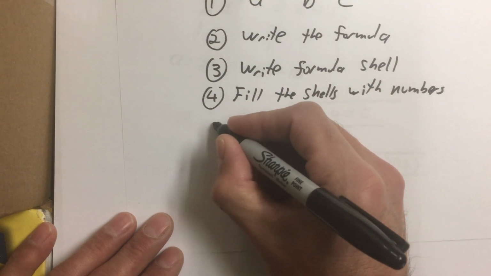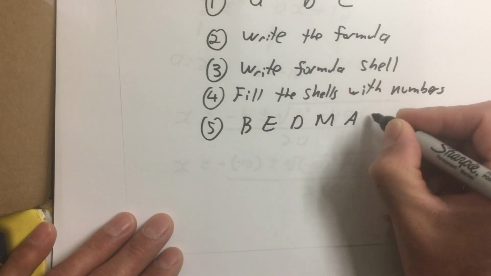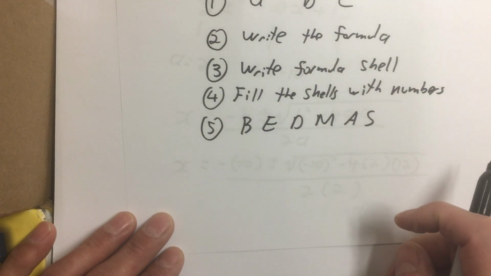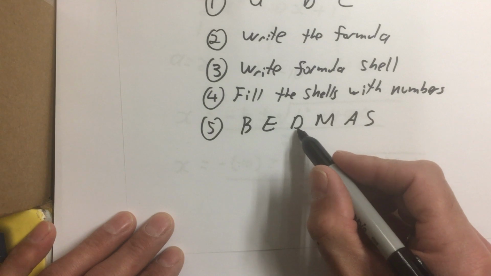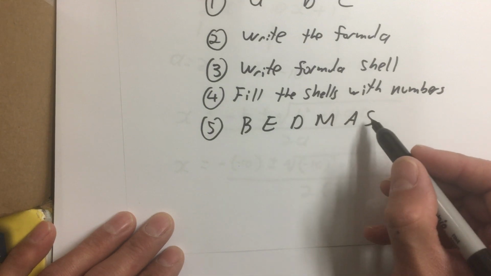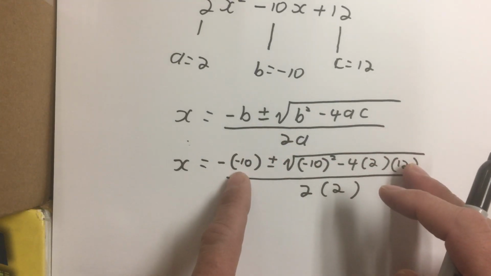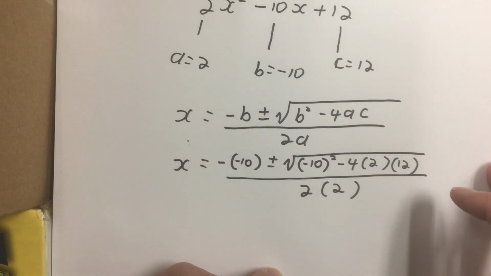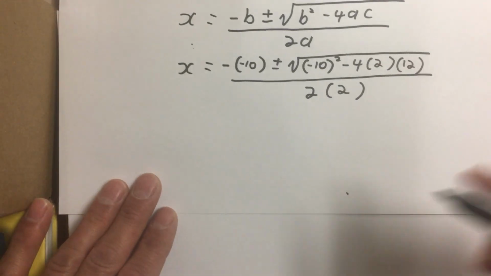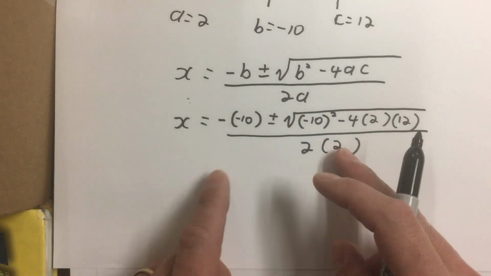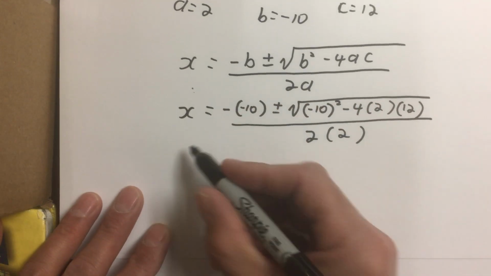Step 5. BEDMAS. That's the order of math operations. We do brackets, exponents, then we do division and multiplication, and finally addition and subtraction. What's a bit tricky here is the top line counts as a bracket, and the square rooting actually counts as an exponent. So my next line, instead of going from left to right, we're going to do this from the inside out. You'll see as we go.